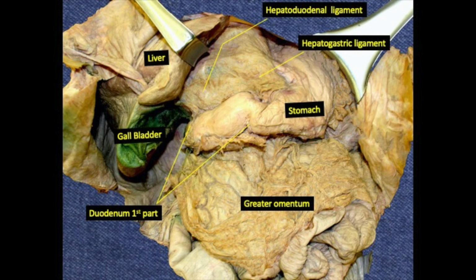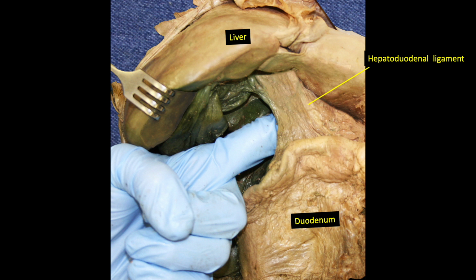And where's the entrance to the lesser sac? Here it is. My index finger has been placed into the epiploic foramen or foramen of Winslow. Anterior to the finger is the hepatoduodenal ligament, and within this ligament you will dissect the bile duct, the hepatic artery proper, and the portal vein.